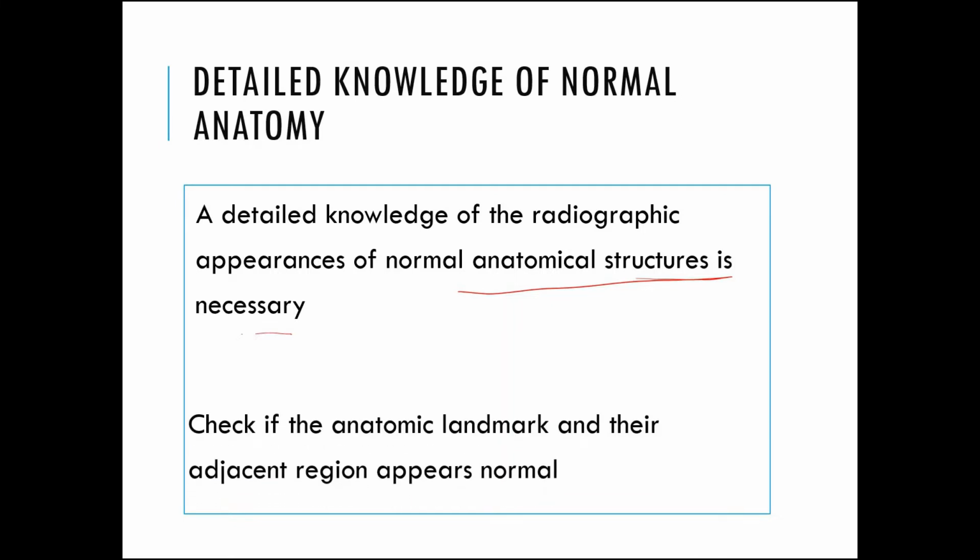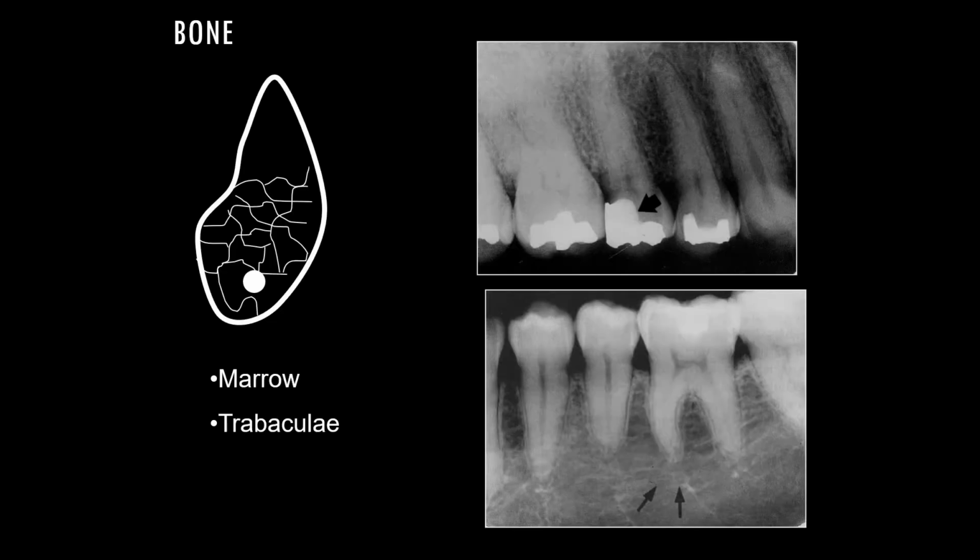Also check if the anatomic landmark and their adjacent region are normal. In addition to the anatomic landmarks, it is the bone marrow and the trabeculae that help us to identify whether the radiographs belong to maxilla or mandible.